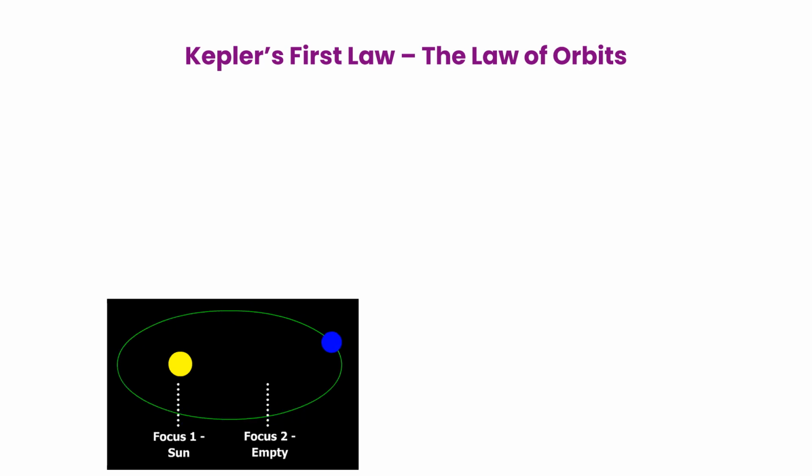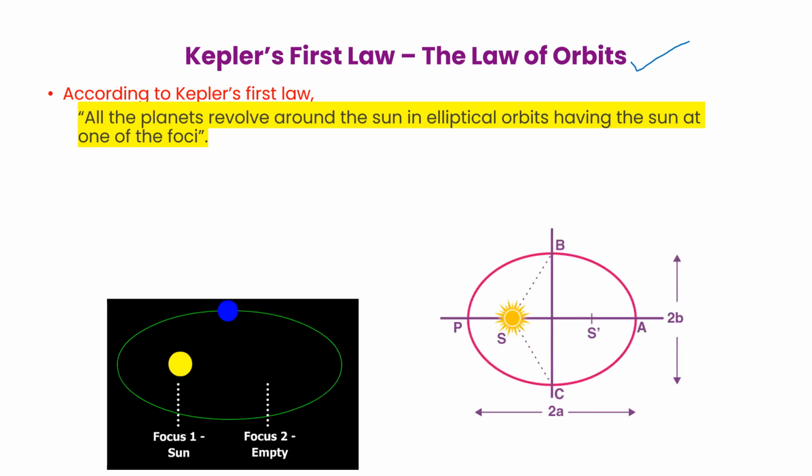The first law states the law of orbits. So what does the first law say? It says that planets revolve around the sun in an elliptical path, in an elliptical orbit. All the planets revolve around the sun in elliptical orbits, having the sun at one of the foci. And where is the sun located? It is at one of the foci. So it's very simple. All the planets revolve around the sun in elliptical orbits, having the sun at one of the foci.